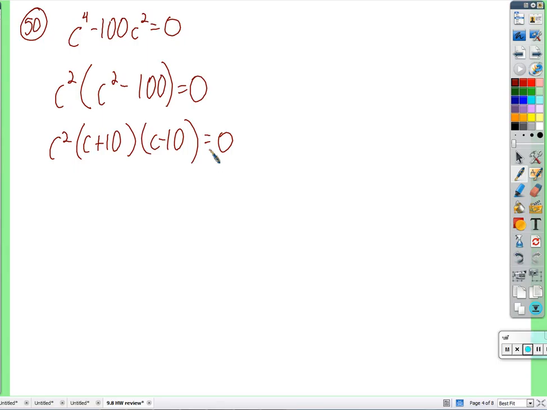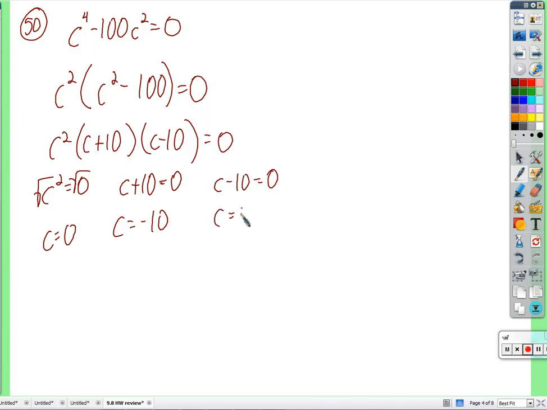Okay. Next, you make them all equal to 0. C equals 0, subtract 10, add 10. There are three solutions. If you are looking on the first page, C equals 0 or C equals plus or minus 10 is how they wrote it. It just means positive 10, negative 10, both solutions. That symbol means both of these numbers work.